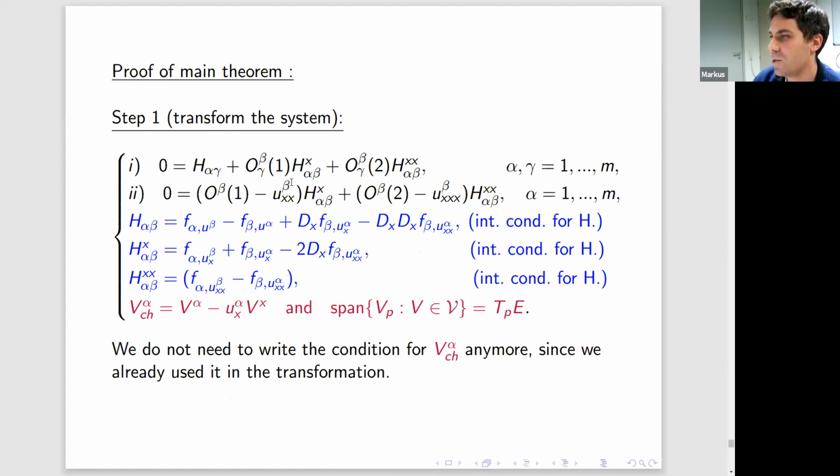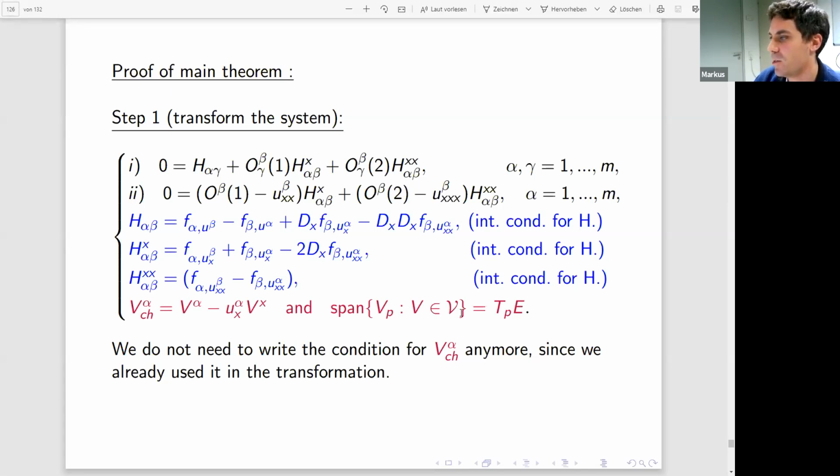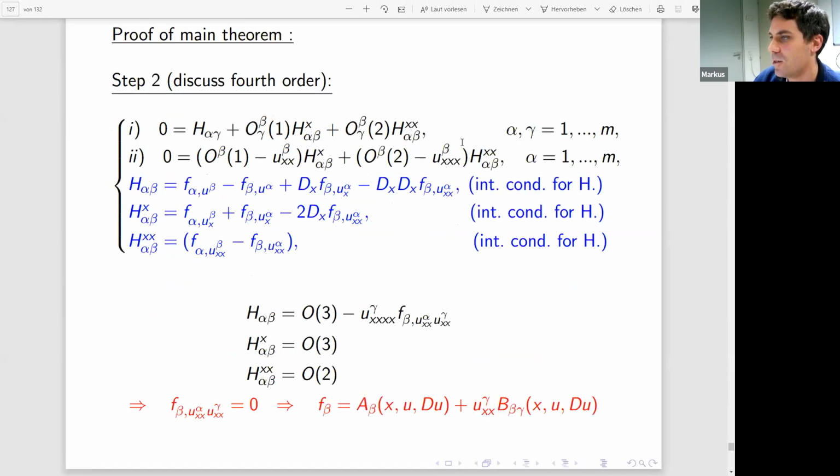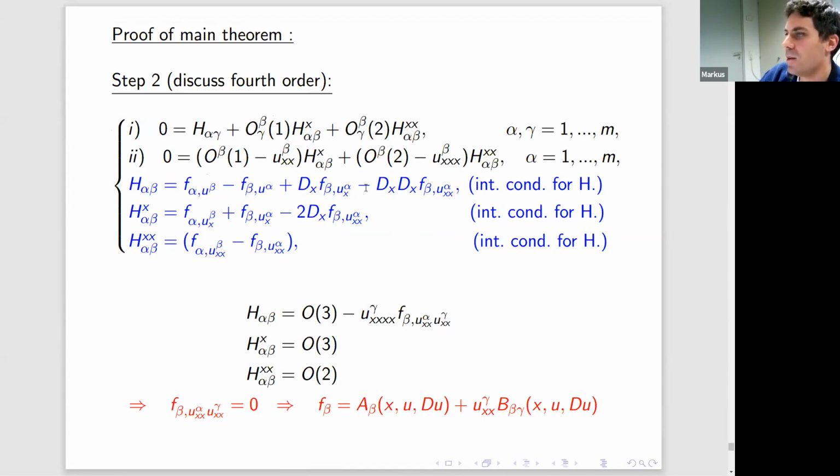You cannot do so much algebra that you can immediately derive that the Helmholtz expression vanishes. That's not possible, but at least a part of it you can simplify. I will not write the span condition anymore because we already used it. So we now have our transformed system, and we go to the second step. The second step is that we cannot do any more linear algebra. We have to consider the different kinds of orders in our system here.